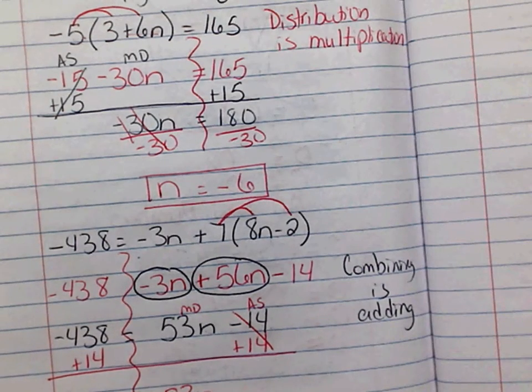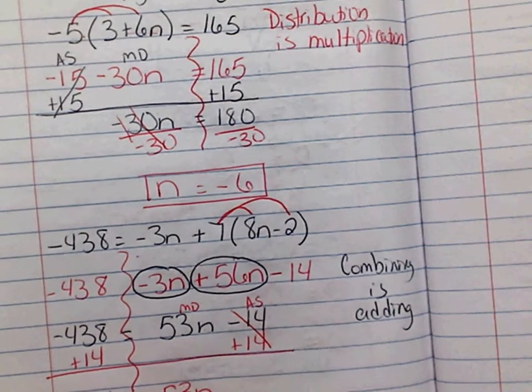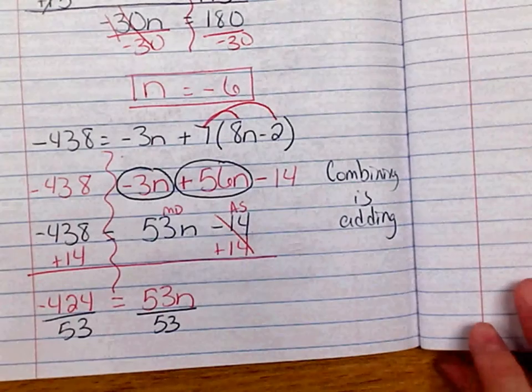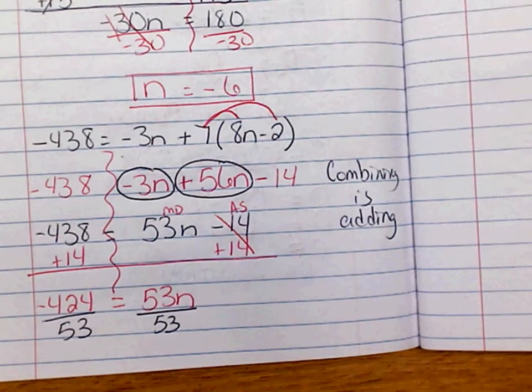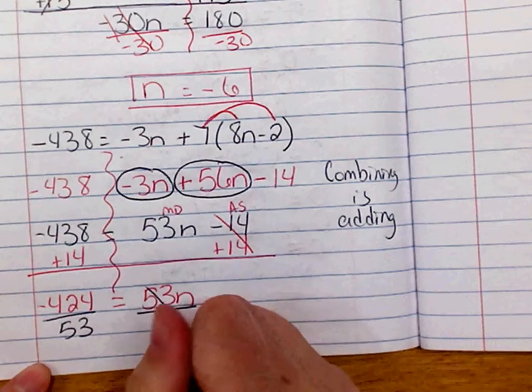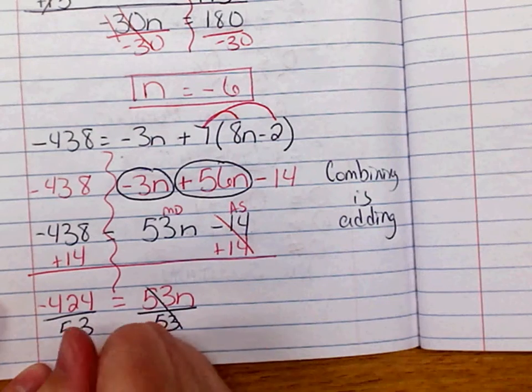We want to split them up. That's division. We're going to divide by 53. All right. So this 53 and that 53 will cross each other off. We have n left on this side. And when you put that in your calculator, you'll have negative 8.